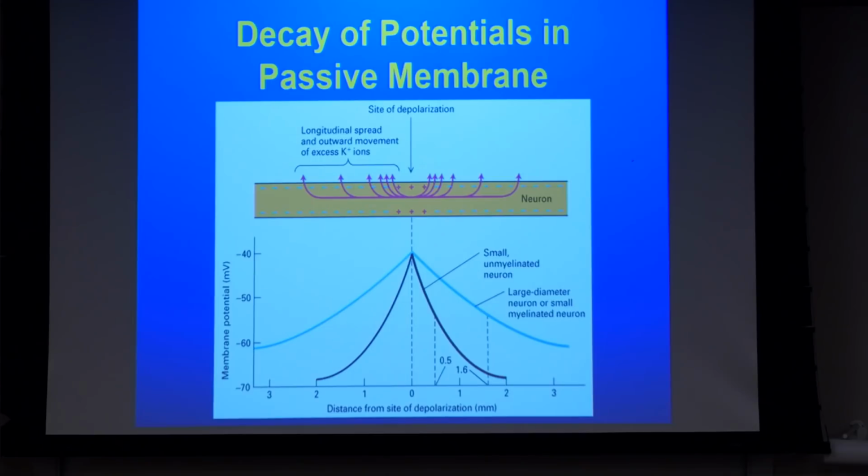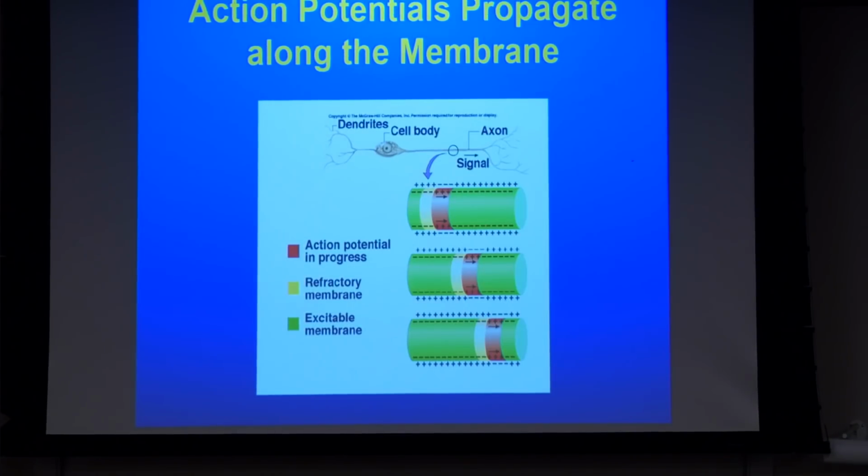So this was effectively the story we told by clustering the voltage-gated channels at one end of the axon and having only leak channels along the remainder of the axon. This is a demonstration of what happens when we now begin to distribute those voltage-gated channels evenly all along the membrane. So this is an example of an unmyelinated axon. And what they're showing here is the charge on the outside of the cell and the charge on the inside of the cell.